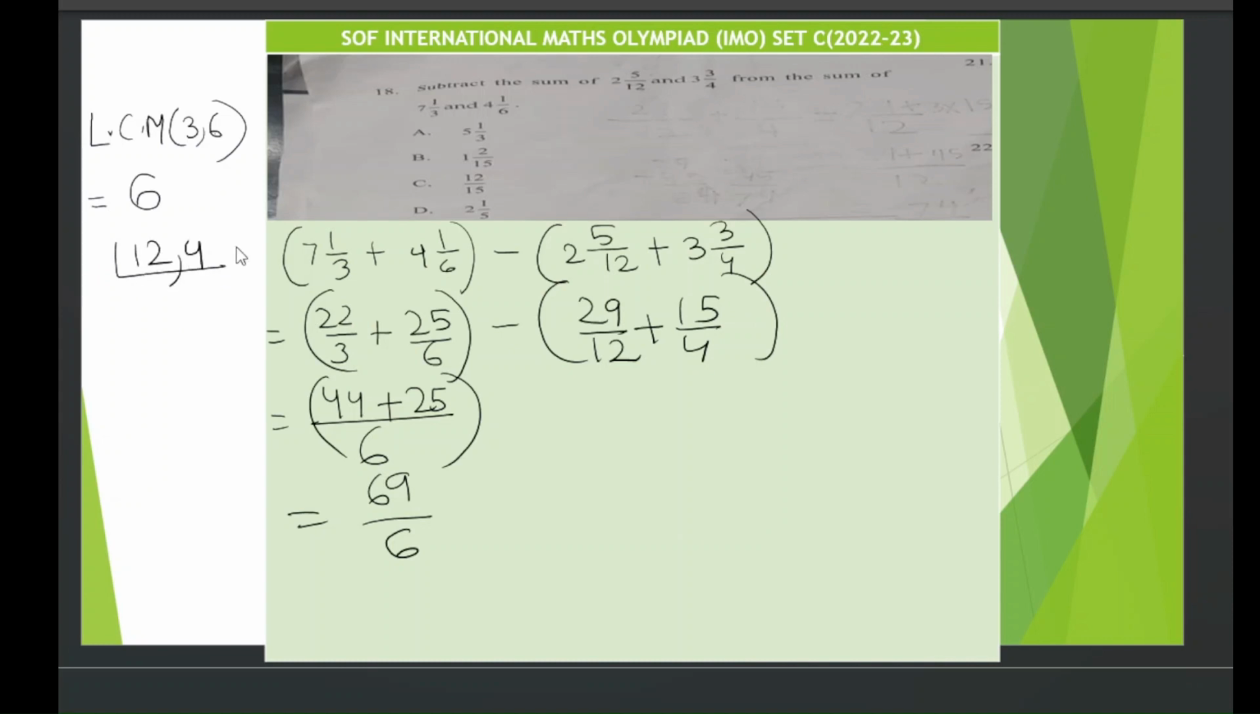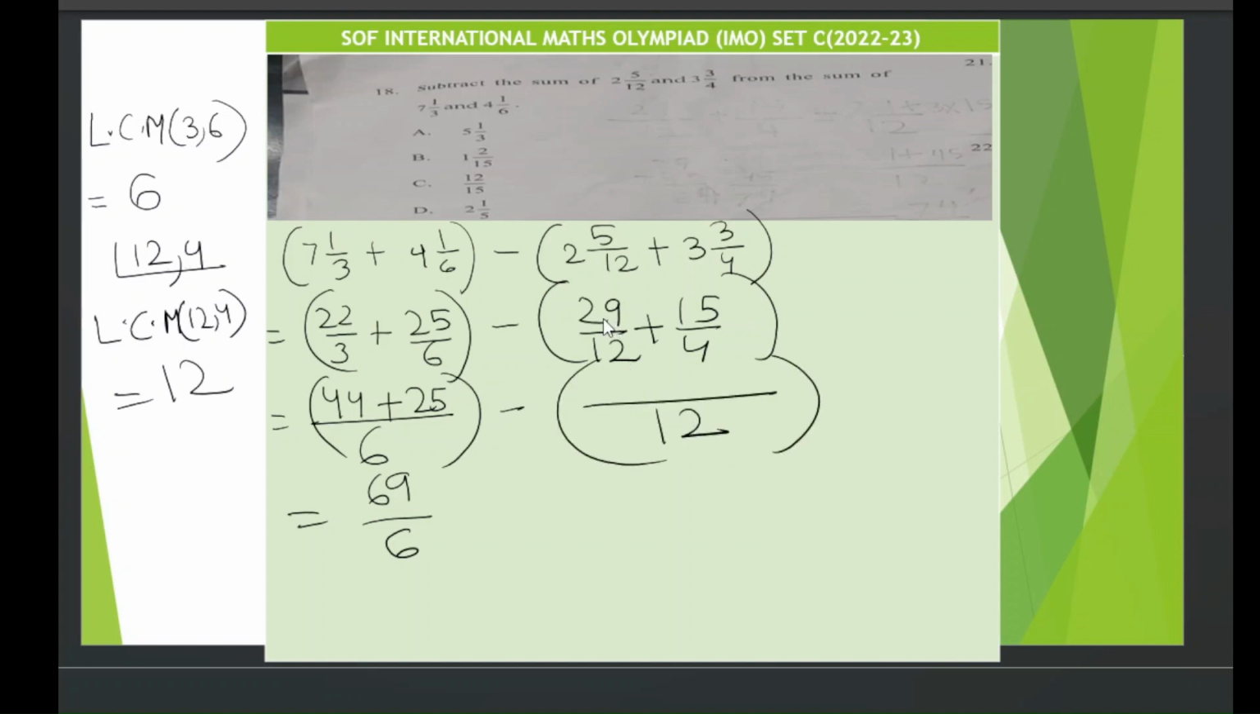Either you find it like this, or you have to understand that 12 is a multiple of 4, right? 4 3s are 12. So 12 is a multiple of 4, so the LCM will come up to be 12. You can try the other way, but it is time consuming. Better you understand that if one number is a multiple of the other number, then take the LCM as the multiple. Okay. Now here 12 will be the LCM.